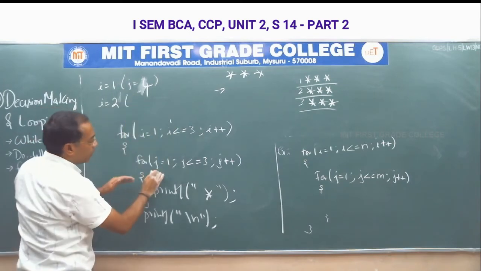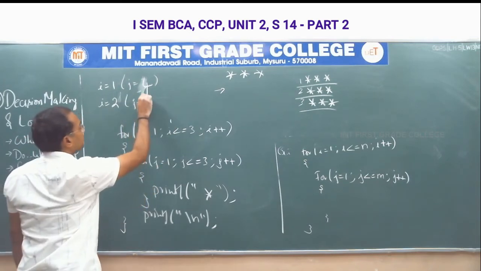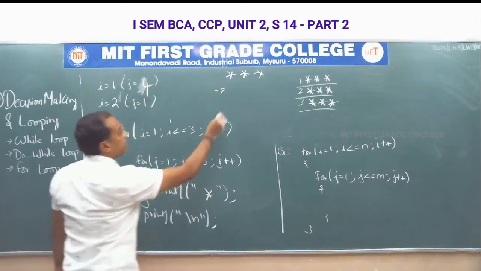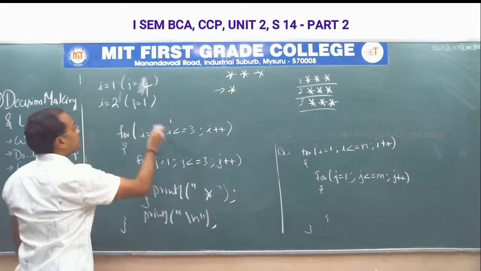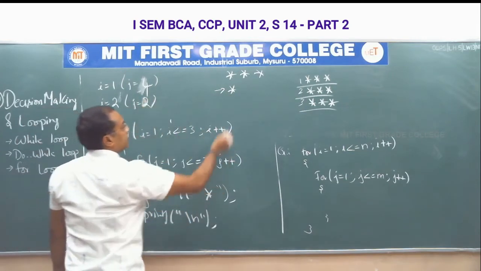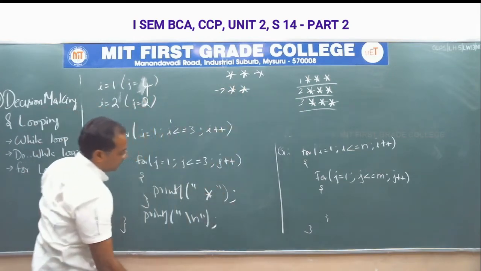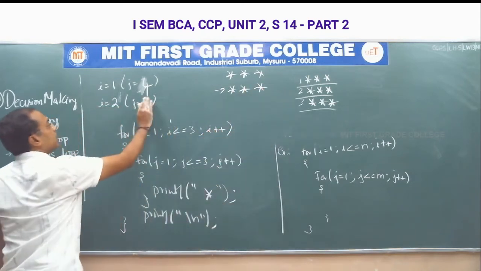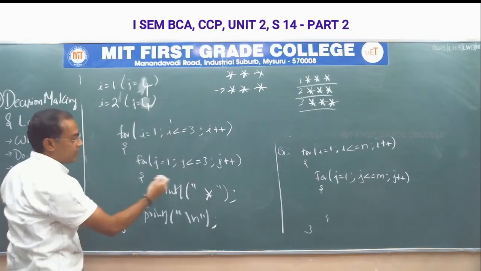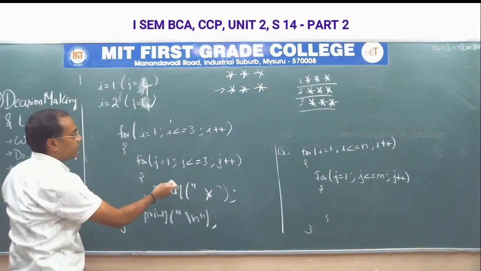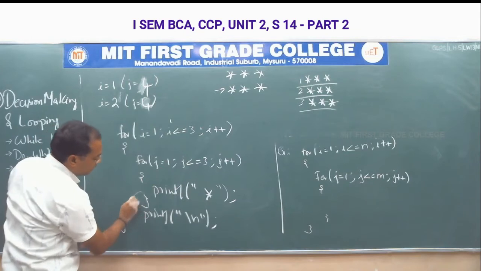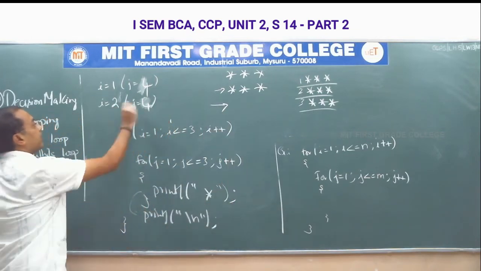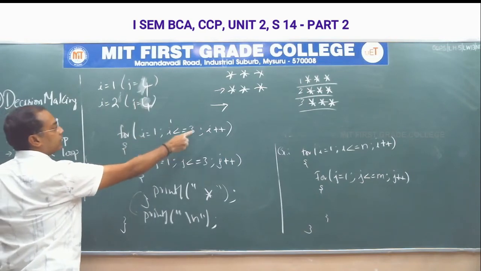Again, j is first initialized as 1. Is j, 1, less than or equal to 3? Yes. Print star. j will be now 2. Is j, 2, less than 3? Yes. Increment it. 3 is less than or equal to 3? Yes, true. Now it will become 4. Is 4 less than or equal to 3? No. Then exit from the inner loop. Come here, bring the cursor to the next line and increment the outer loop.